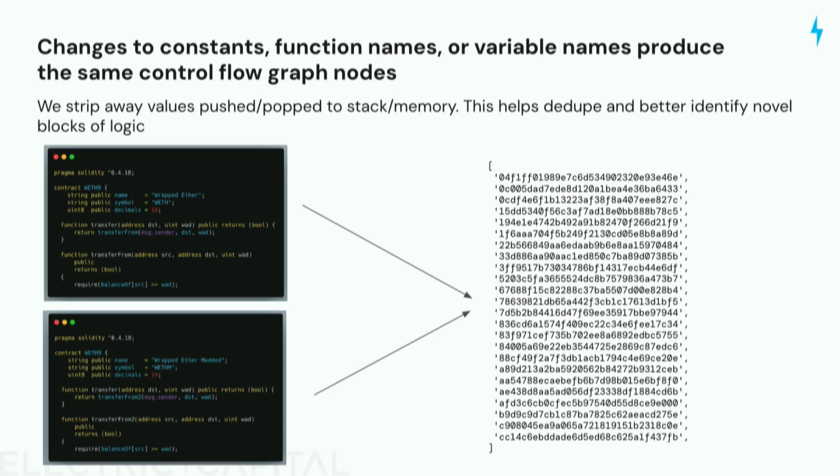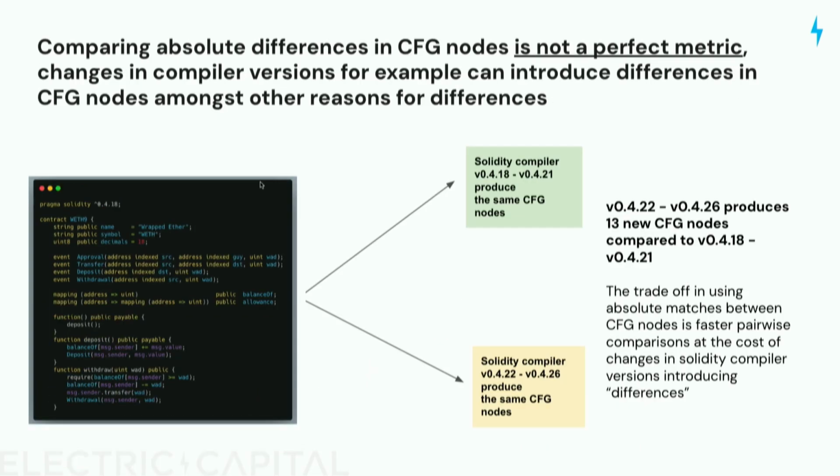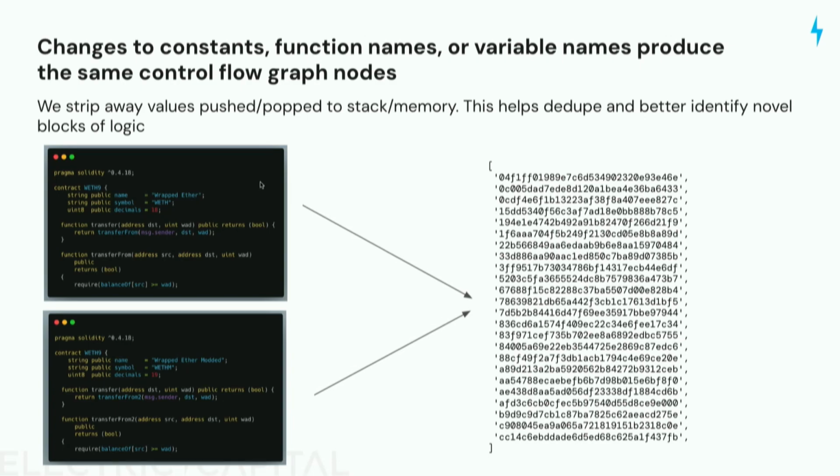Before I go into the graphs and some of the analysis, some caveats. The reason we think using this CFG fingerprinting method is particularly powerful is that changes to constants, function names, or variable names produce the same control flow graph nodes, because the sequence of logic within the smart contract doesn't actually change. When we strip away the values pushed or popped to the stack in memory, this helps dedupe and better identify novel blocks of logic. For instance, if you had two WETH contracts and one changed some of the function names, maybe some of the constants, that actually produces the same fingerprint. This is particularly good for deduping against things like Sybil attacks, spam, etc.